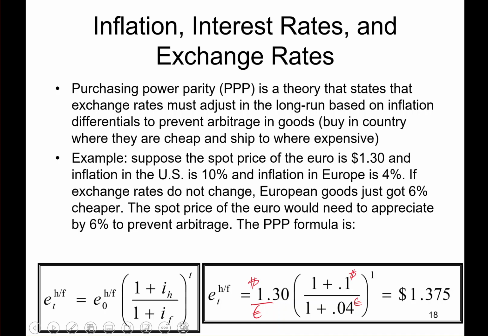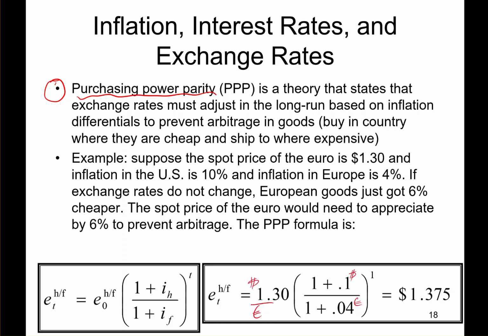So this first theory, or formula, for forecasting exchange rates is PPP, purchasing power parity. It's a theory that states that exchange rates must adjust in the long run based on inflation differentials in two countries to prevent arbitrage in goods. So you couldn't have a change in an exchange rate and then buy goods in the country in which the currency devalued and sell them in the other country. There's no arbitrage in goods.